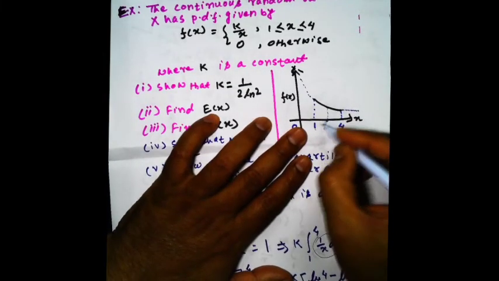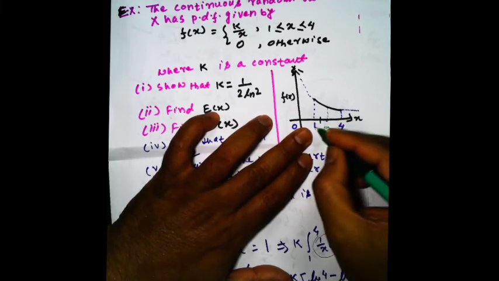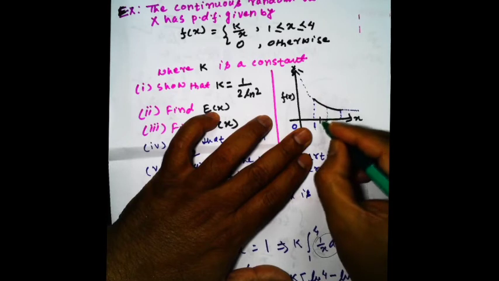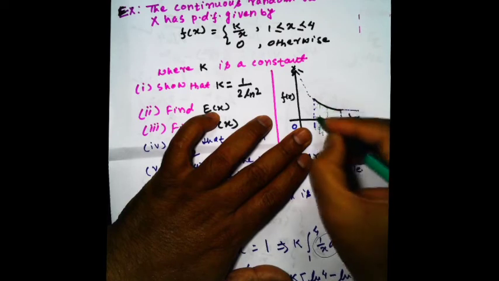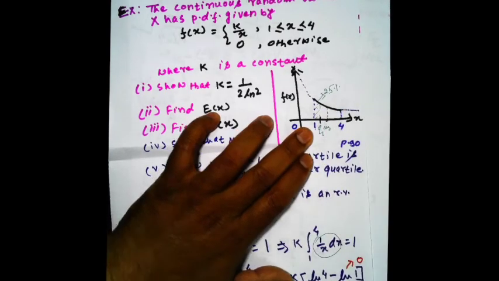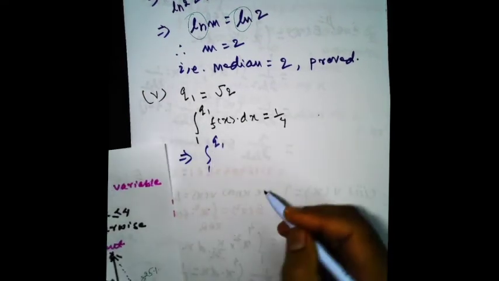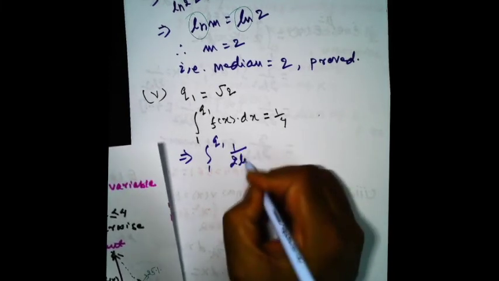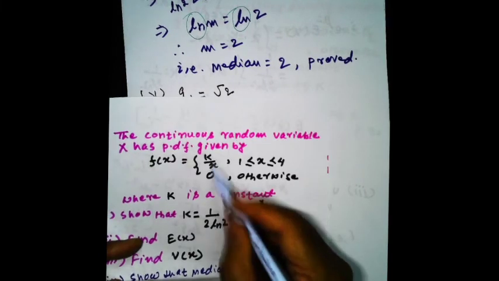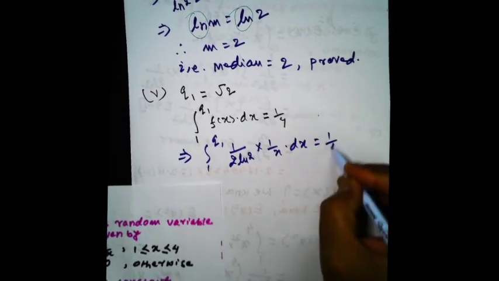because if you talk about quartile value, the first quartile takes only 25% of the values, so it will be somewhere between 1 and m. So your q1 value will be somewhere in between 1 and m, and it takes an area of 25%. After this step, this is 1 to q1, and again we have f(x) equal to k by x, where k is 1 by 2 ln 2, then we are left with 1 by x dx, and that equals 1 by 4.